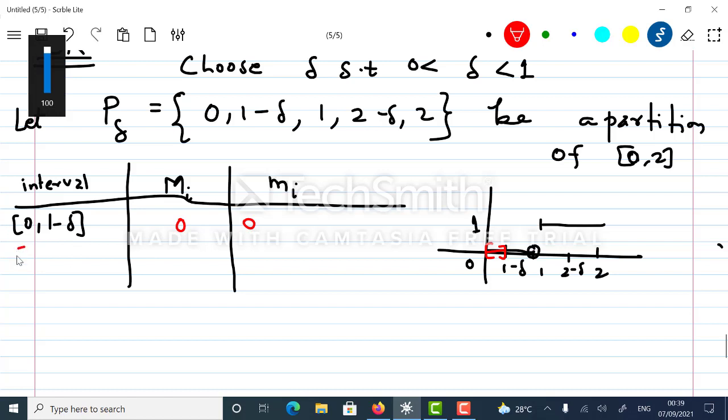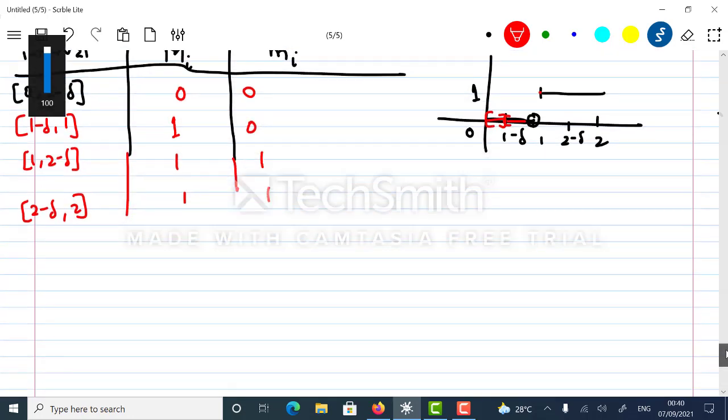Then 1 minus delta to 1. So at 1 it is taking the value 1, so note that. So the maximum value is 1 and the remaining times it is 0 only. So the small value is 0. Then 1 to 2 minus delta, it is 1 and 1. And 2 minus delta to 2, it is again 1 and 1. So I can easily find out what is U P delta F and L P delta F.